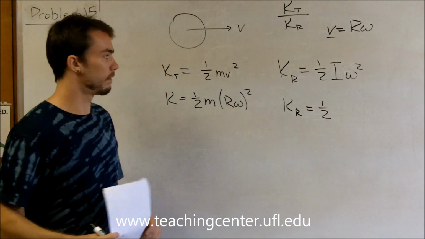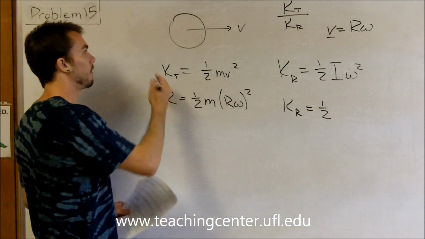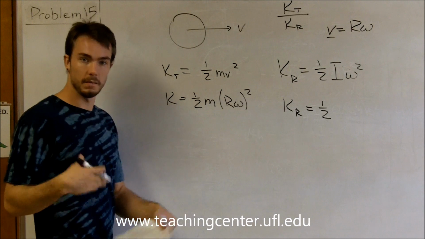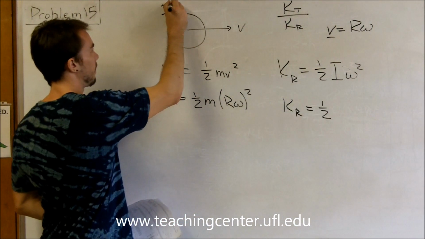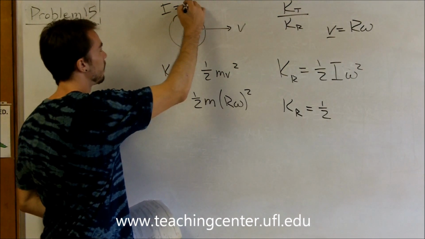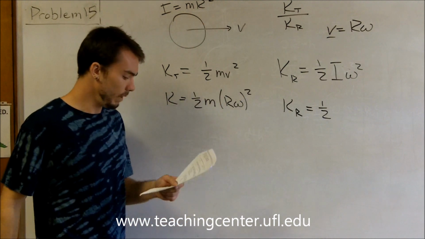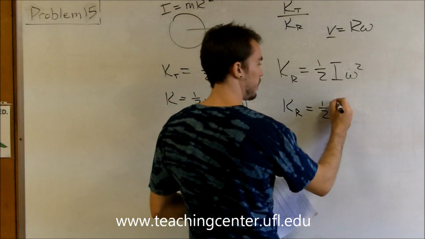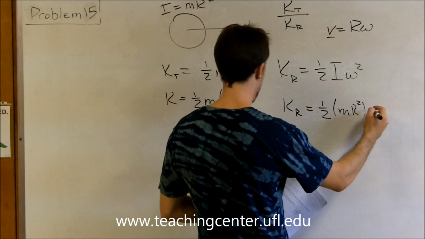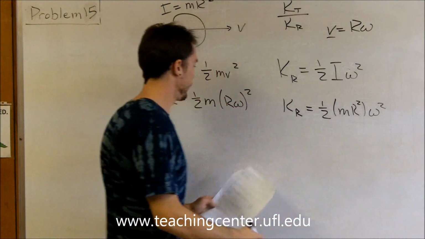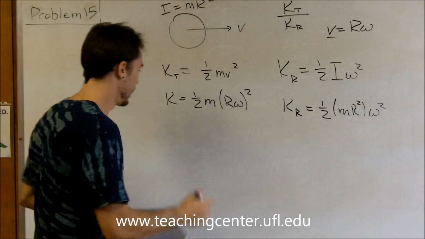Now, this is something you have to look up in the formula sheets that they either give you or you make yourself. I for a thin hollow tube, I believe they say it is a ring, through its center of mass, is just going to be equal to mr squared. So, plug that value in for I, and then I'm going to leave that omega squared. And if you look at this, all the variables are the same, so we're in good shape.